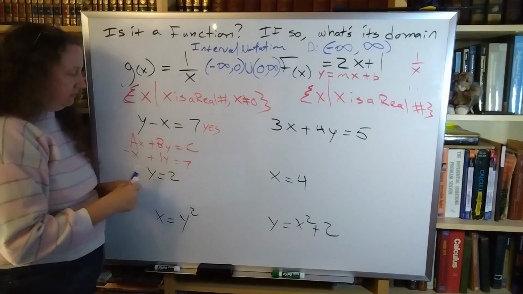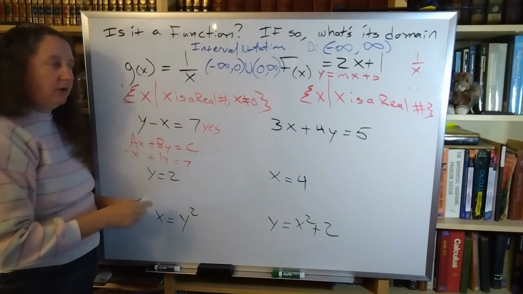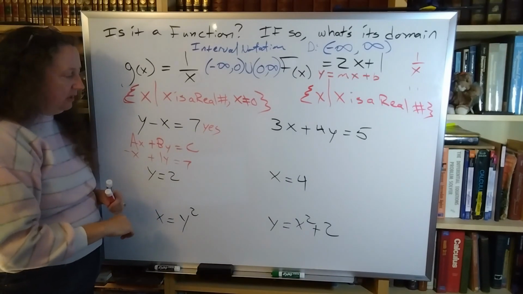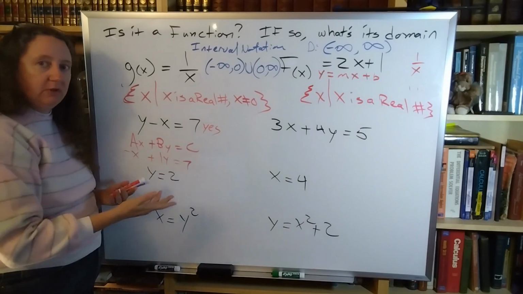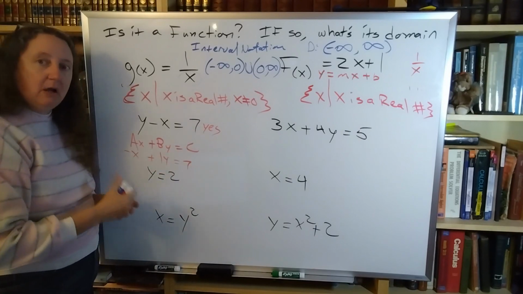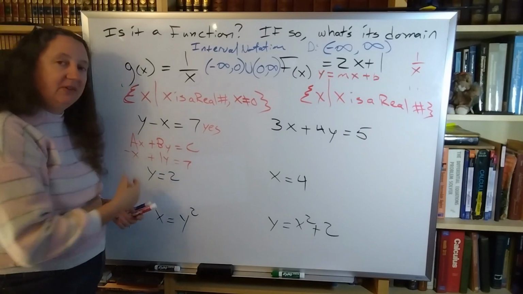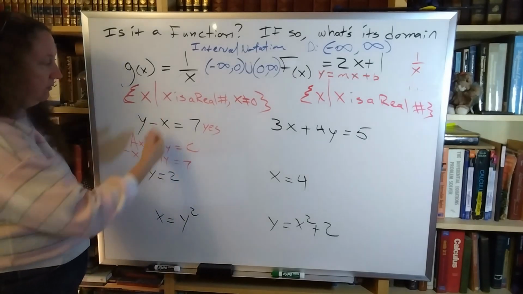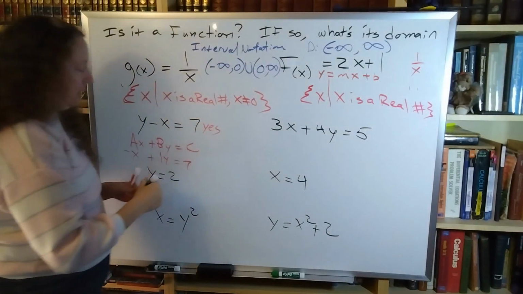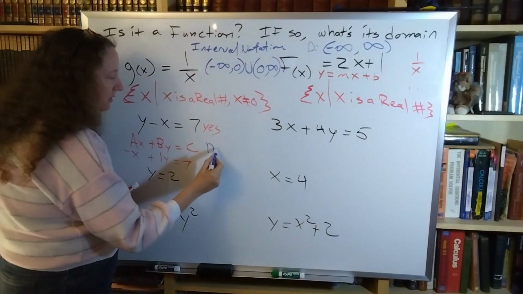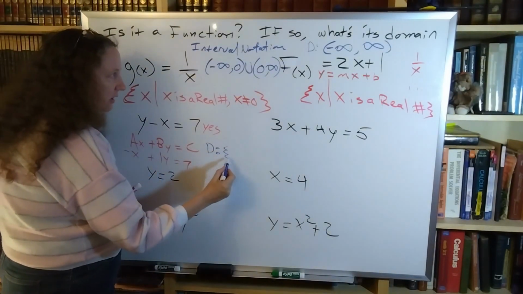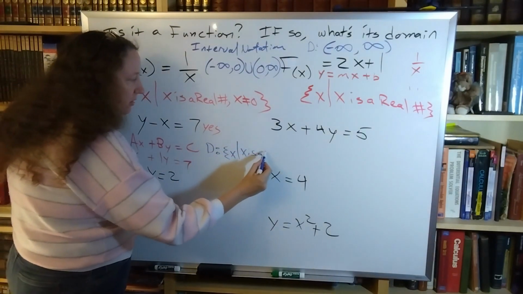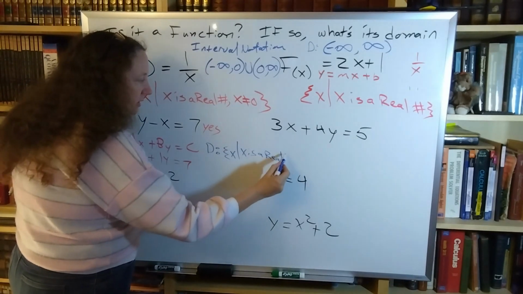What is its domain? Is there any limitation on this? Do I have x in my denominator? No. Do I have x under the square root symbol? No. Do I have any other reason why I cannot say x is just any number whatsoever? No. So therefore, it's the same as that. My domain is x such that x is a real number.